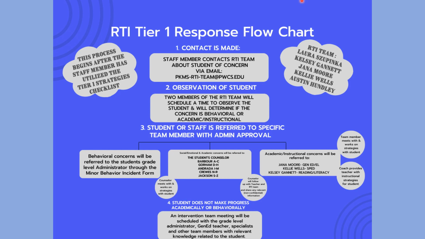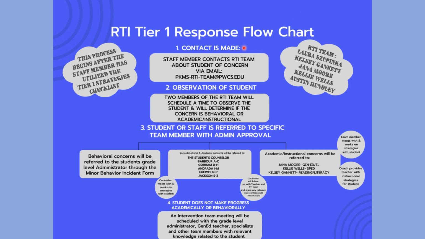It is important to ensure that you have utilized those mandatory strategies such as contacting home and documenting those contacts in the hub prior to contacting us, because when we receive a referral, that's the first thing we're going to check. Have the contacts been documented in the hub? And what other strategies have been used for this student prior to us coming into the classroom and observing that student? So once you have utilized that Tier 1 strategies checklist and you feel that you need additional support with this student, then you're going to make contact with the RTI team.